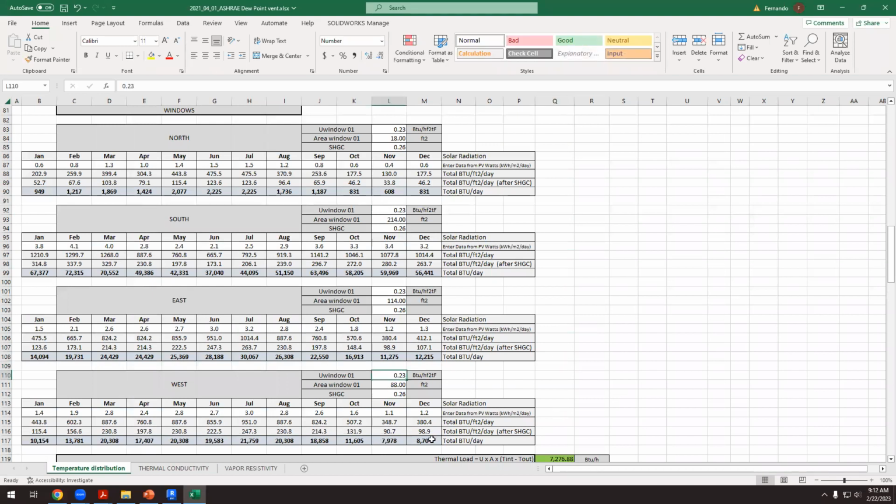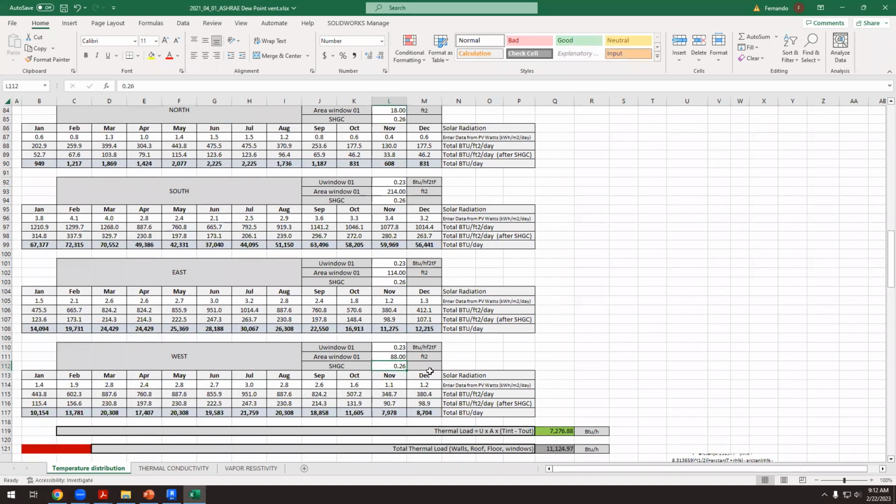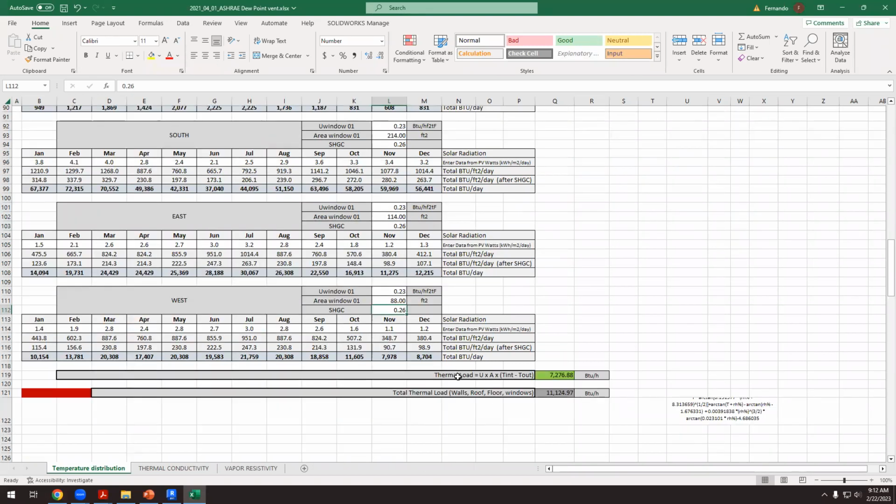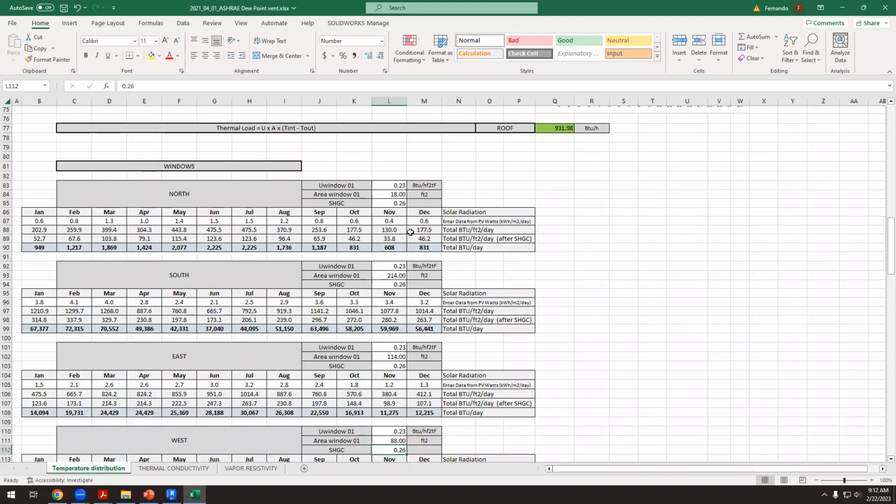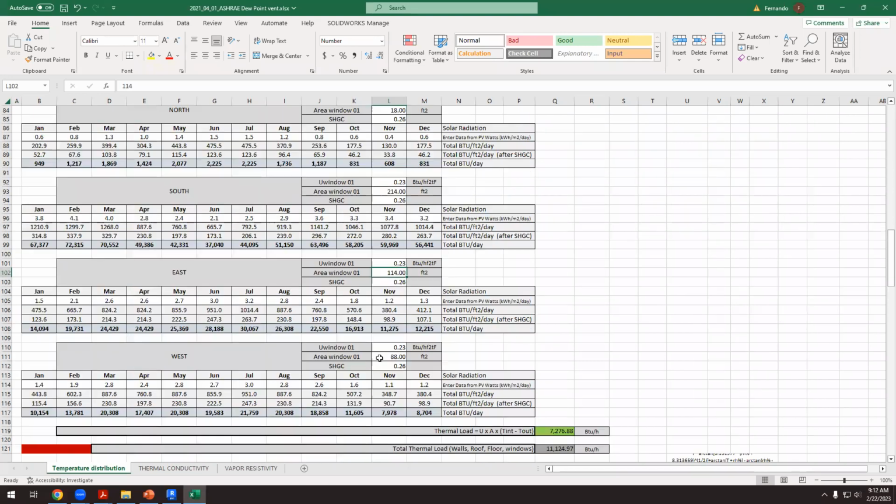So this is 0.23 and 0.26. And what have we done here? This is the thermal load. Okay, so the thermal load is always the U value times the area of the windows times indoor minus outdoor temperature. We have to type here the area of the windows in the north elevation, the south, the east, and west. Okay, and where can we find that in Revit?